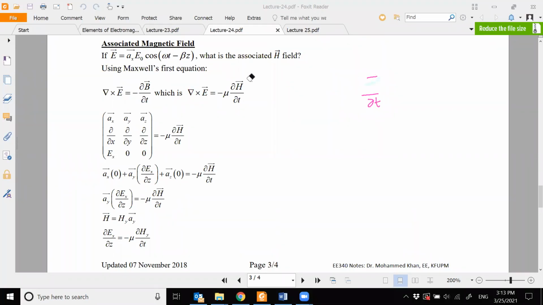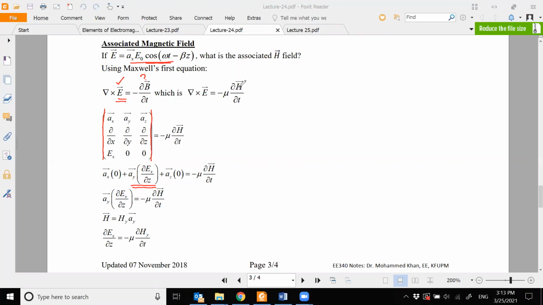Now, if this is my electric field, then my corresponding magnetic field will be very easy to find. Just put it in Maxwell's equation. So this is known to me, I need to find this. So del cross E, sorry guys, this has to be modulus, is minus mu dou H bar over dou t. Here my electric field has only x component, so Ex, 0, 0. And if I expand this, I'm only seeing one term, which is the y direction term.